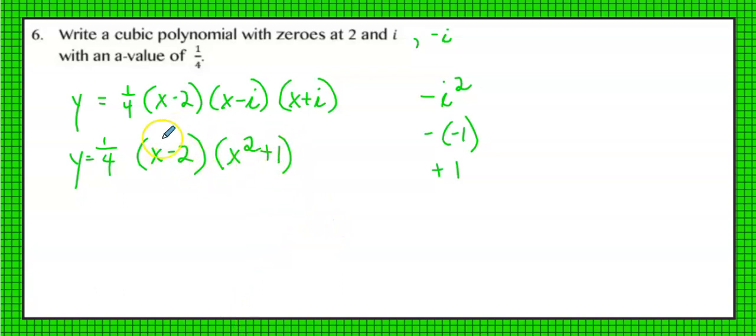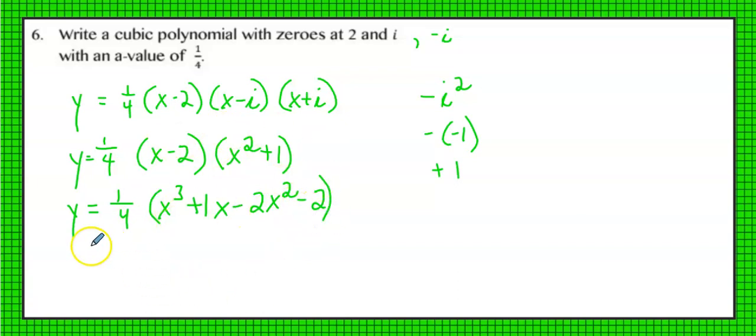Now I'm going to multiply these two binomials, and at the end, I'm going to multiply in that 1/4. So I'm still going to keep the 1/4 there. x times x squared, x times 1, -2x squared, and minus 2. It's a little bit out of order, but we can change it in a minute.